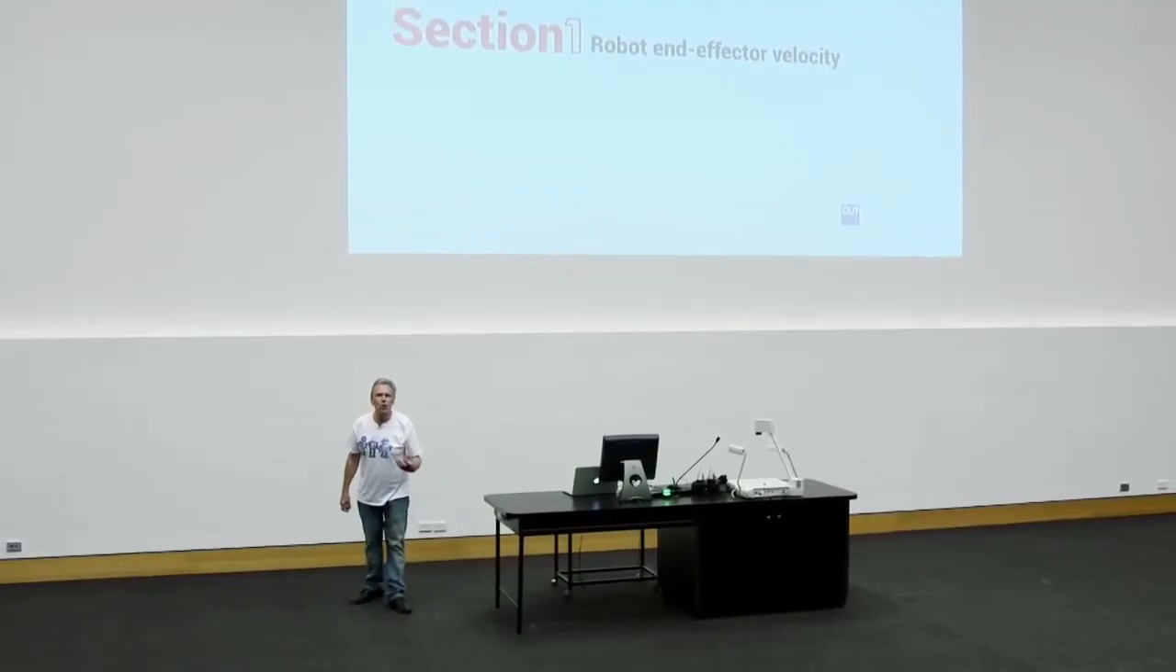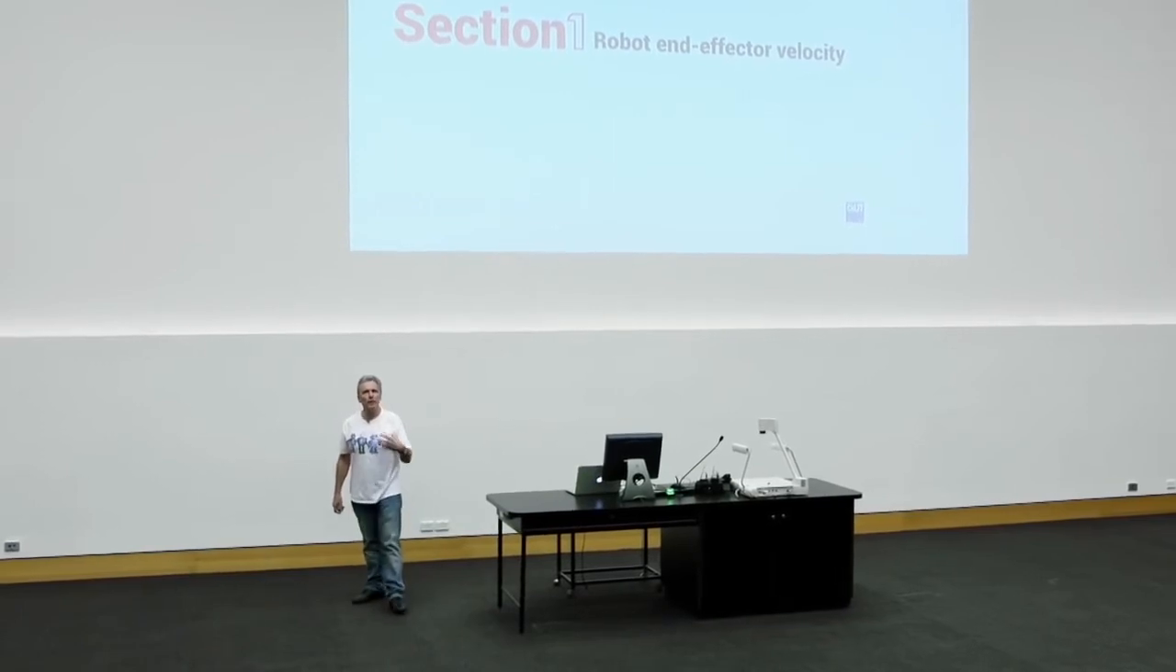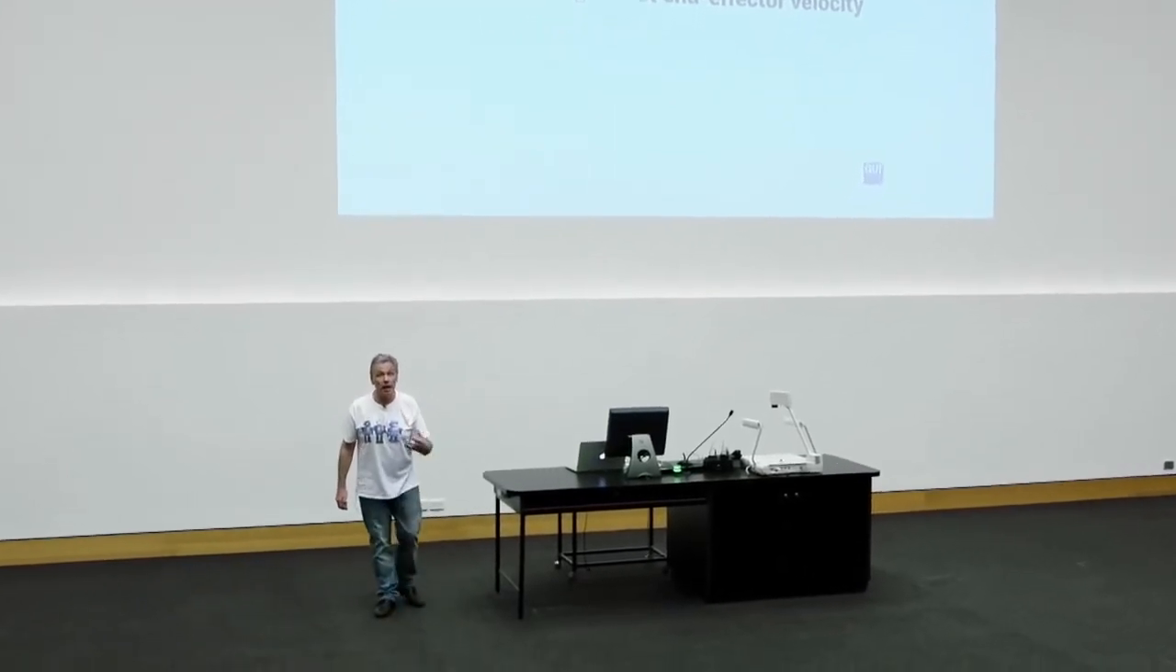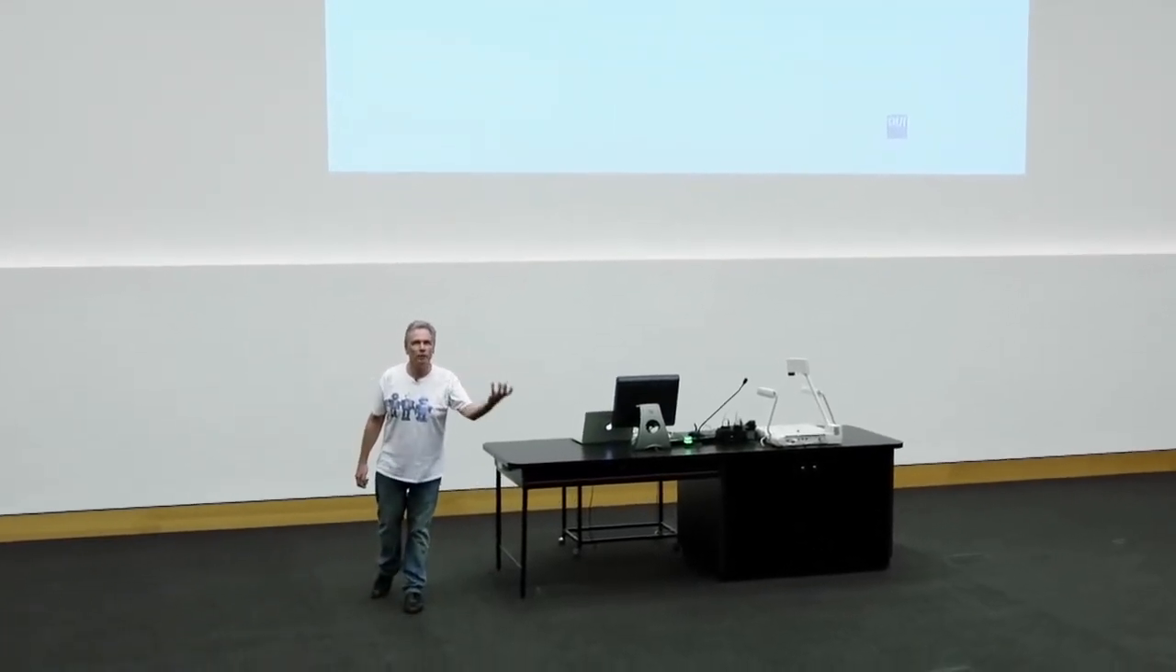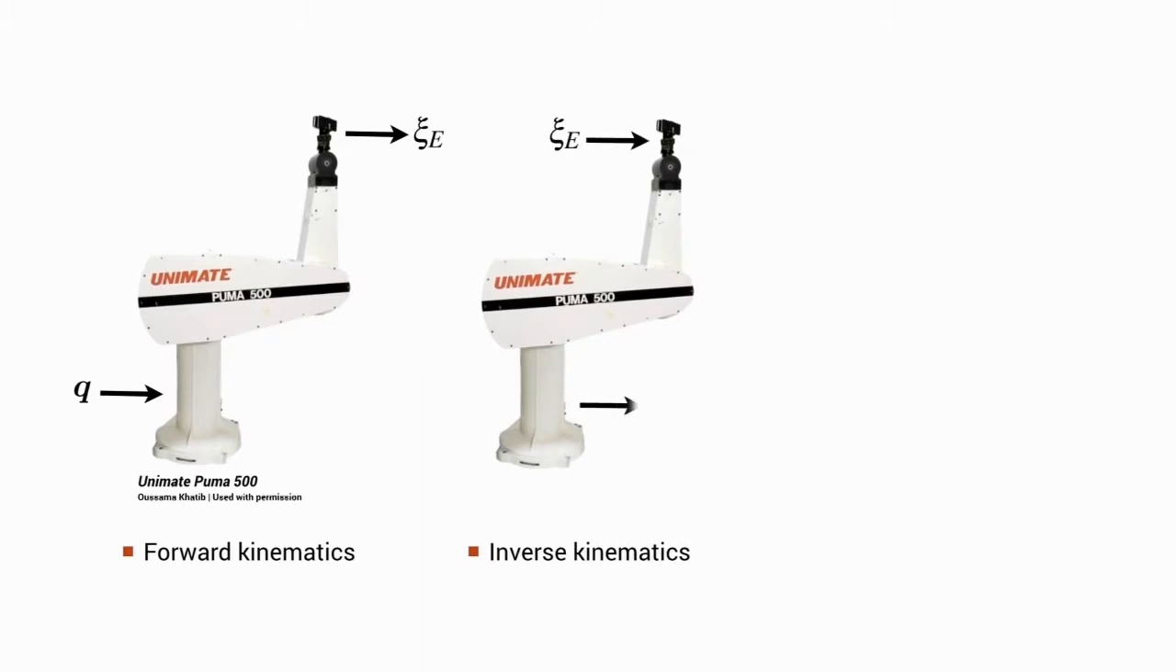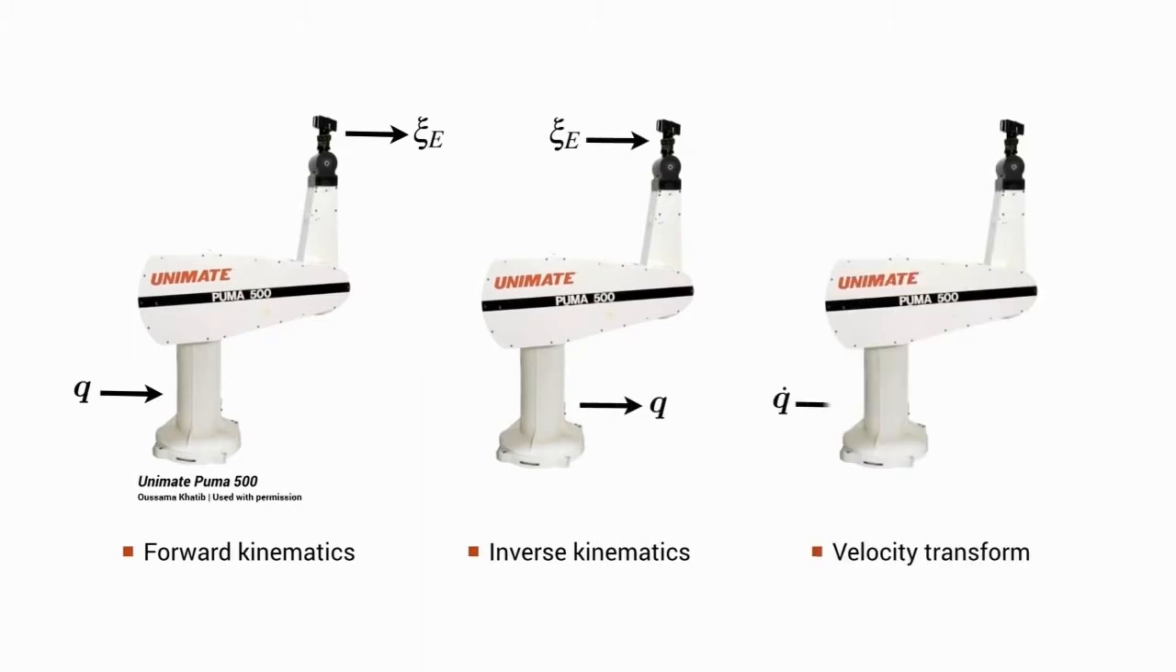In the last lecture, we talked about the relationship between the velocity of a robot's joints and the velocity of the robot end effector, the rate of change of the pose of the robot end effector. And we talked previously about these two robotic problems, the forward kinematic problem and the inverse kinematic problem, and then we introduced this velocity transform problem.